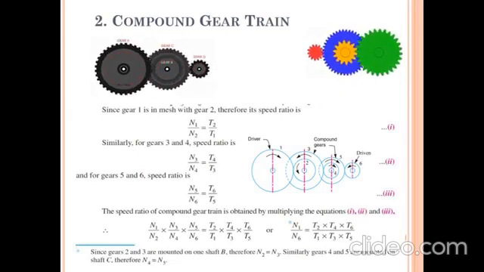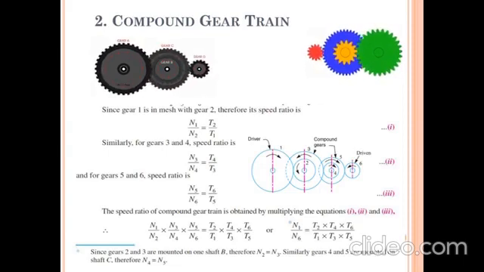Now, if you want to find out the velocity ratio for this compound gear train, first find out velocity ratio between gear A and B. Velocity ratio is found between the two gears which are in mesh. A gear is in mesh with B, therefore A gear I will call the first gear, B gear the second gear, C the third and D the fourth. Therefore velocity ratio between 1 and 2 or A and B is N1 upon N2 is equal to T2 upon T1. Between 3 and 4, that is C and D, velocity ratio is N3 upon N4 is equal to T4 upon T3.